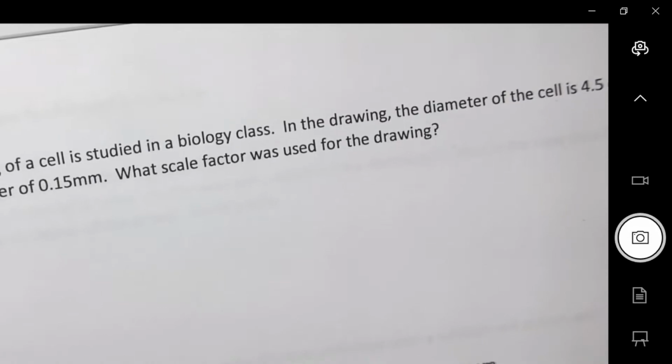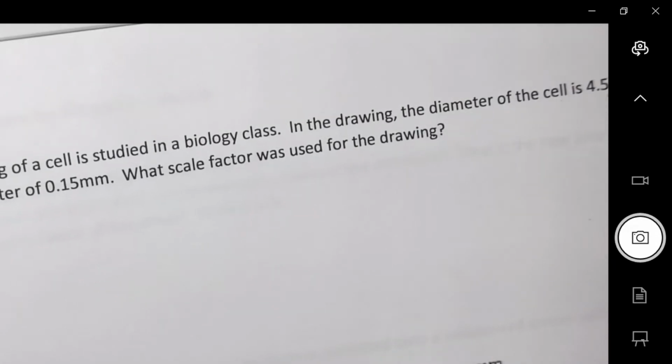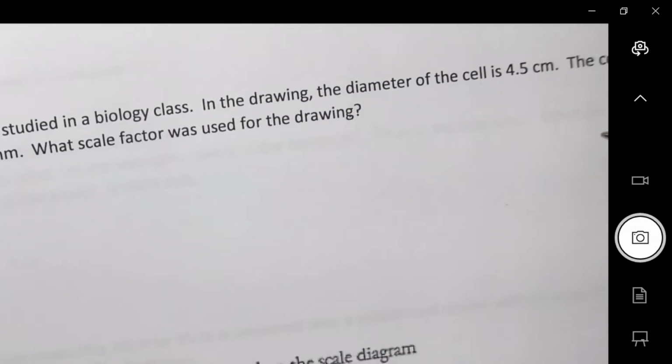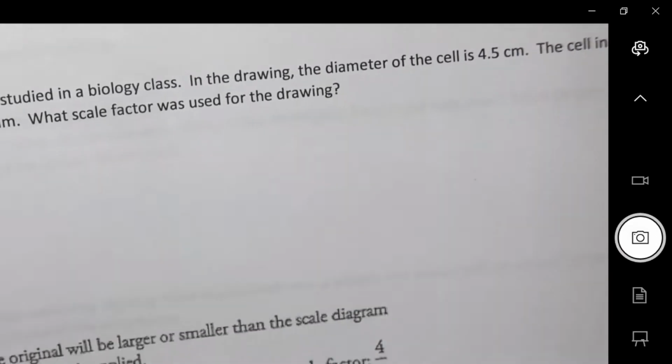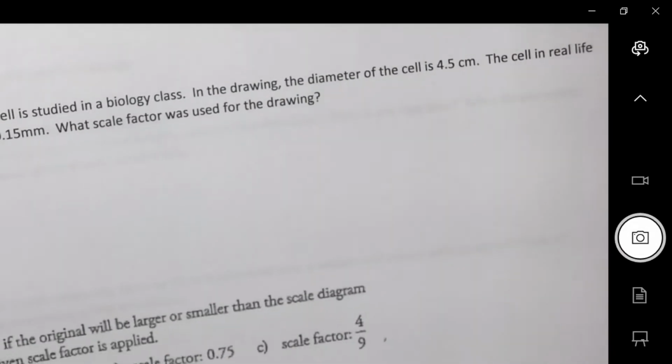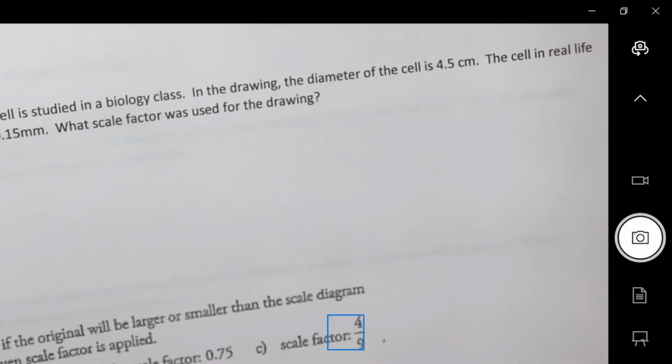Okay, a drawing of a cell studied in biology class. In the drawing, the diameter of the cell was 4.5 centimeters, and the cell in real life was 0.15 millimeters. What scale factor was used for this drawing?